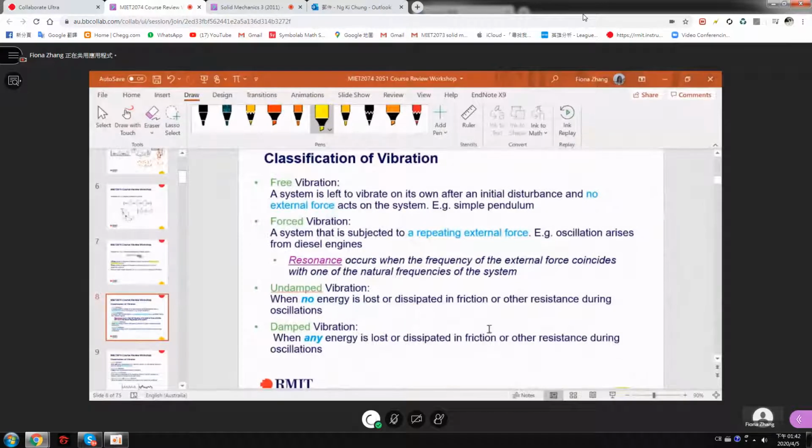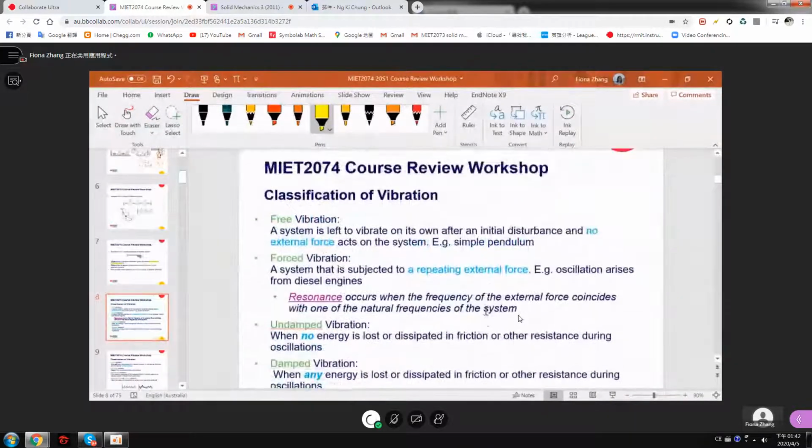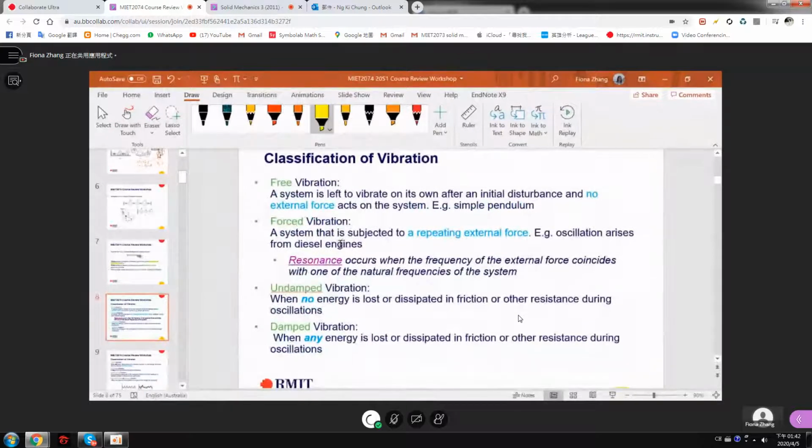Okay, so then we come to the classification of vibration. You might already know this, we just review the topic. Later when you are solving a problem, the first thing you need to do is to classify what kind of vibration it is. So you can then refer to different formulas. Okay.